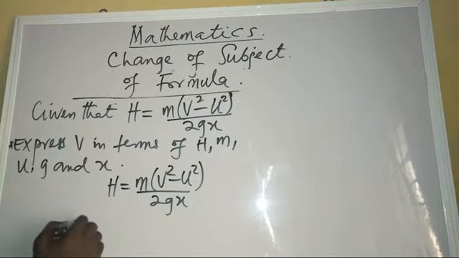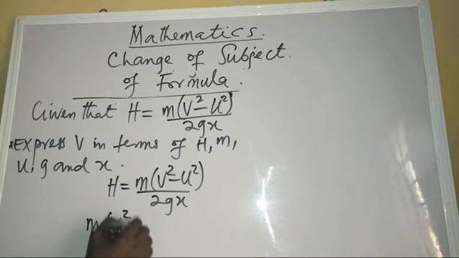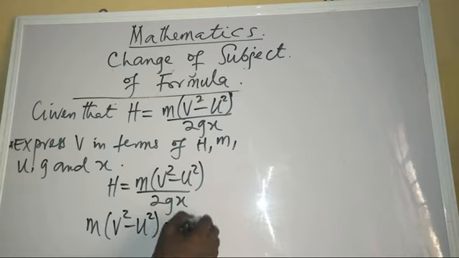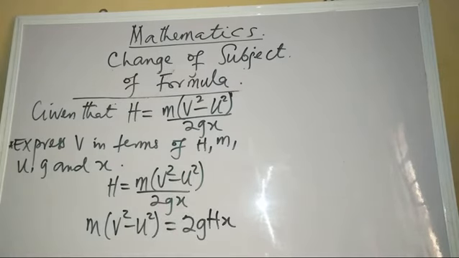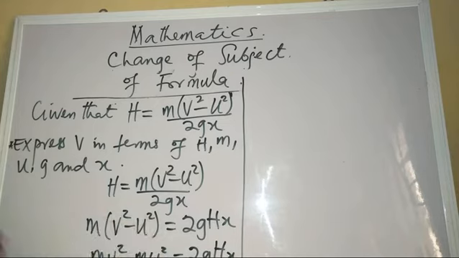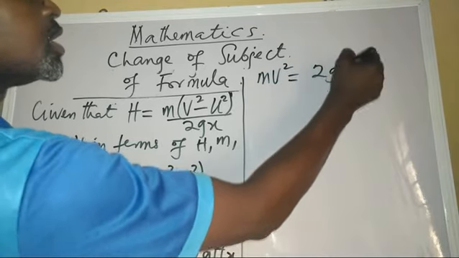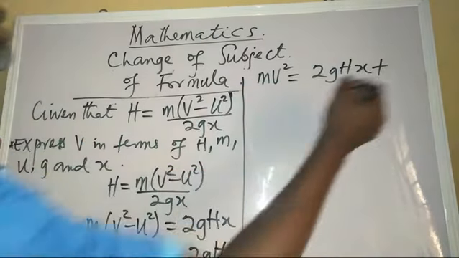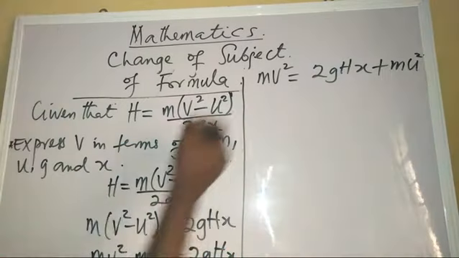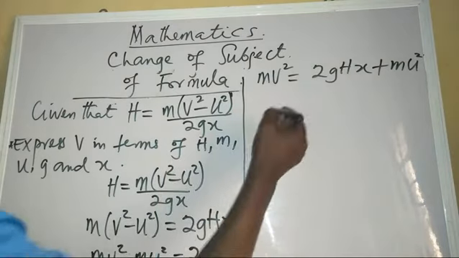So in that case, we have m into v squared minus u squared will be equal to h times 2gx. In that case, you open the bracket: mv squared minus mu squared is equal to 2gx. From there, we need only v on the left side. So we can remove mu squared from the left side. That means mv squared equals 2gx plus mu squared.